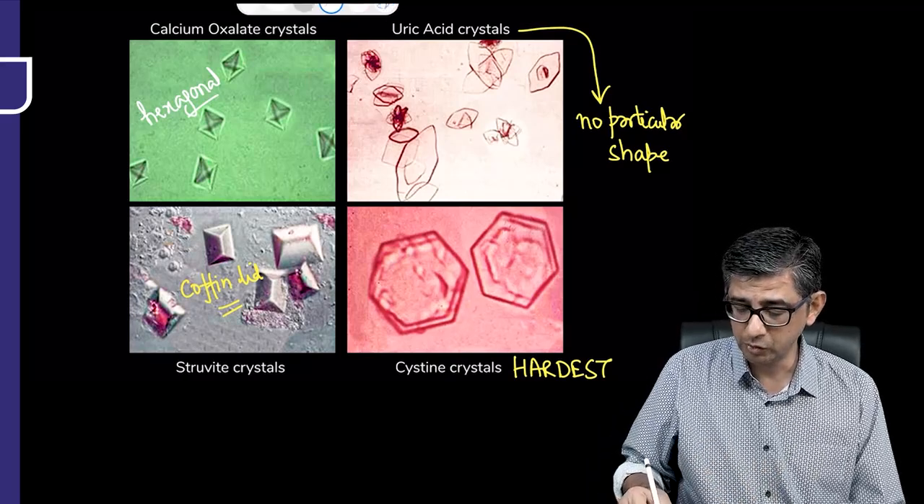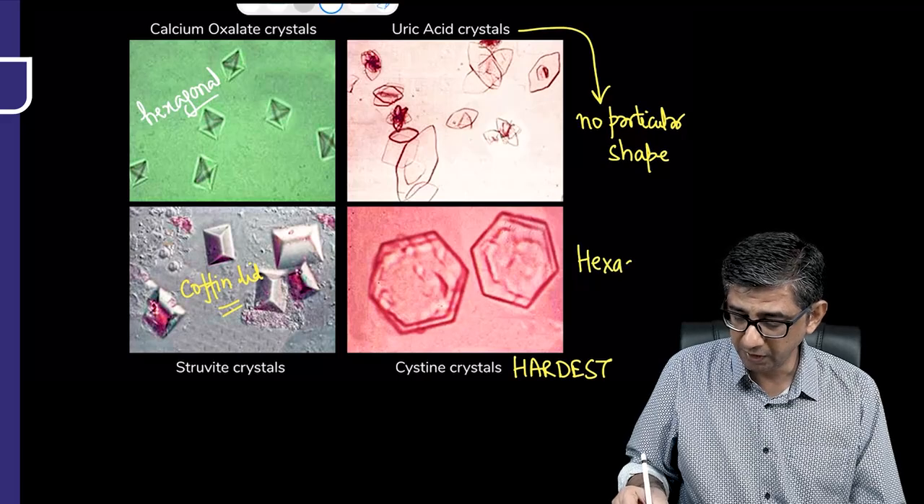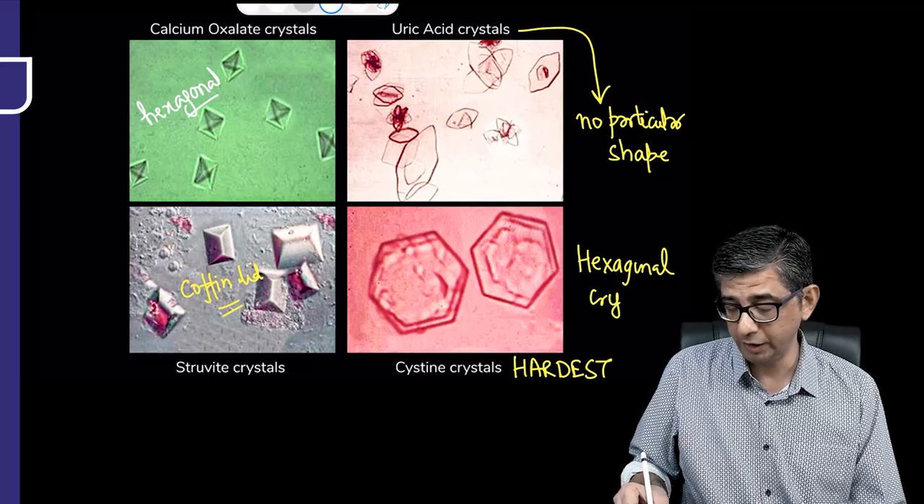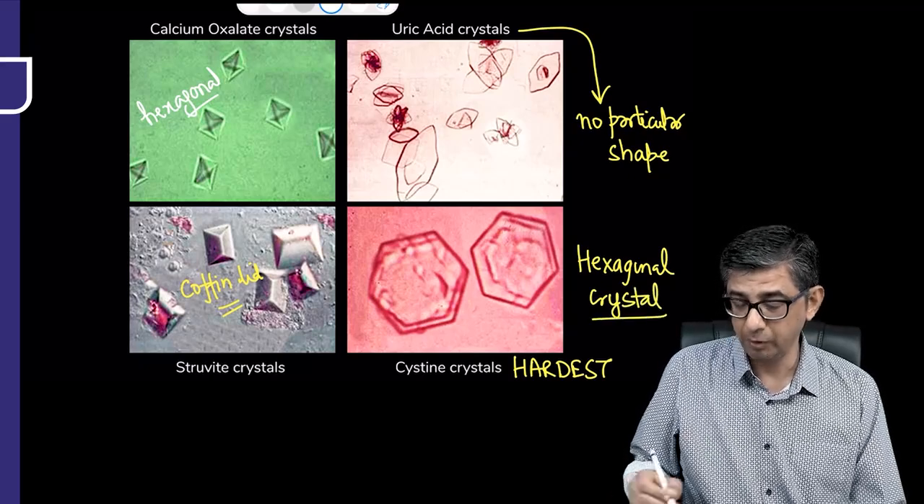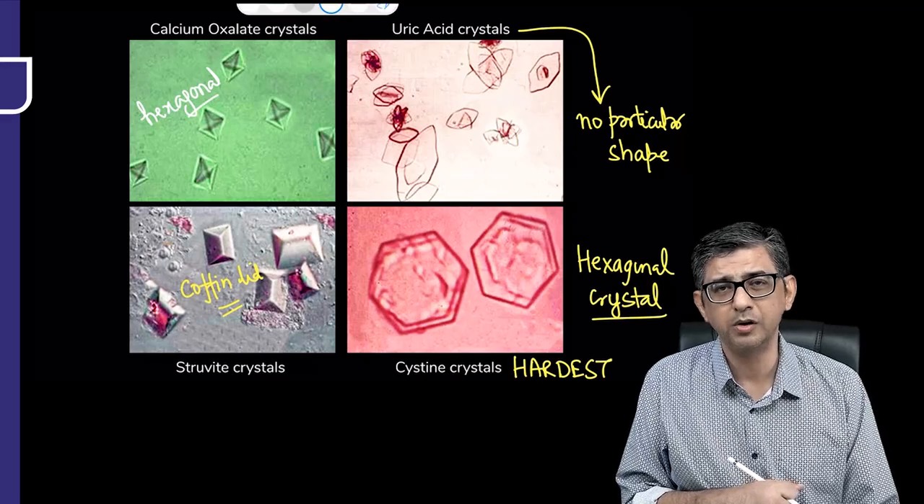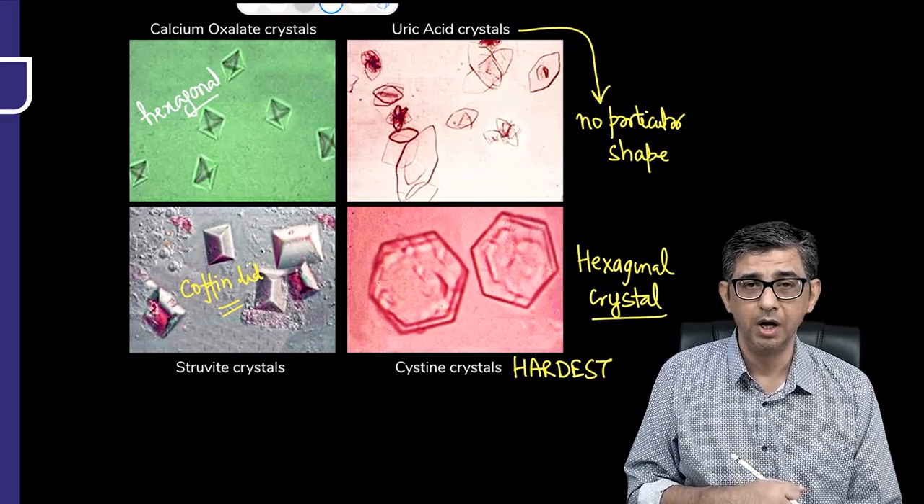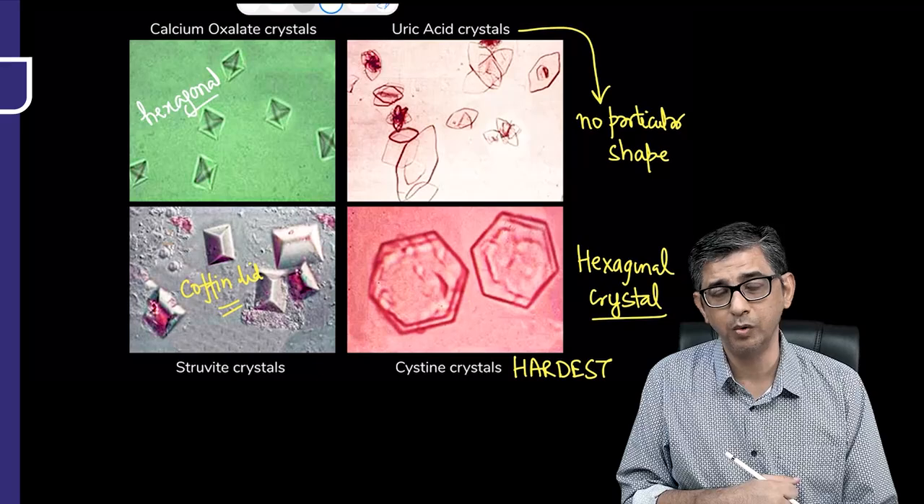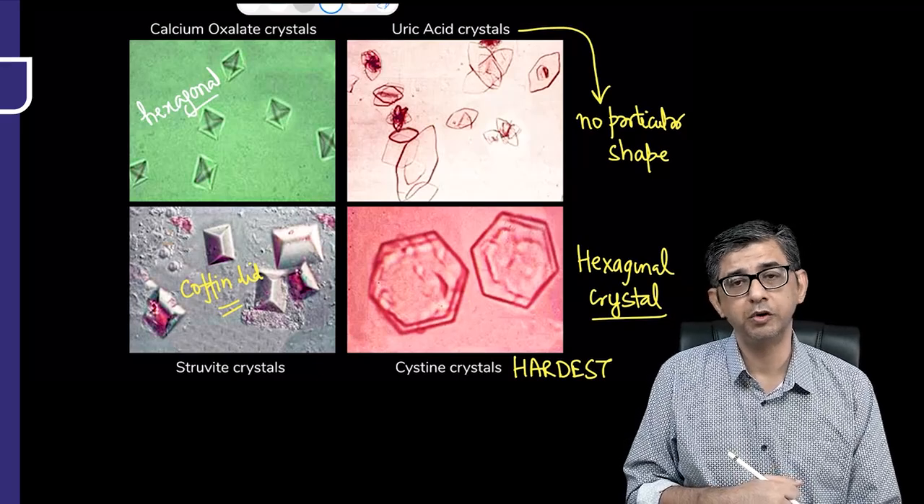In contrast, when it comes to cystine stones, you would be having hexagonal crystals, and this is going to be the hardest kidney stone. So in case the size is less than 2 centimeters, it's in the renal pelvis, and you're doing a lithotripsy, it may not break with a single session of lithotripsy, that is ESWL, or extracorporeal shockwave lithotripsy.